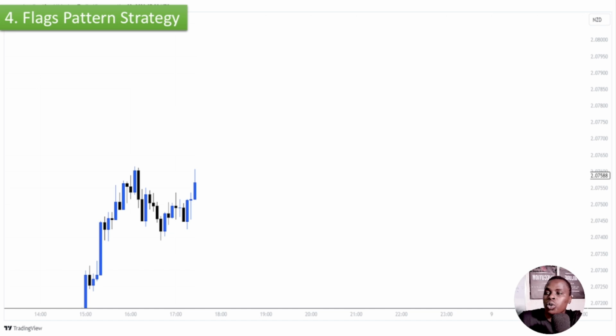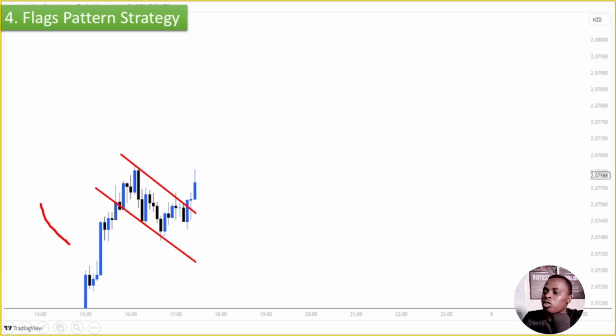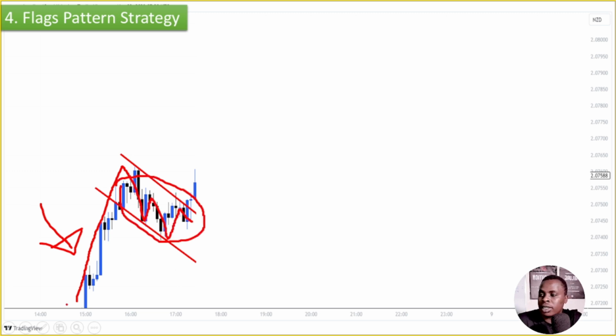So let me show you the flag pattern, how it works. Right now you can see on this chart that the market was moving to the upside again, and if we draw our flag here, we have a strong move right here. See this strong move, and then we start seeing some momentum. Now sellers are starting to get into the market, and also there are people who are starting to take profits here. When you are in a buy trade and you take your profit, you are taking a sell trade, and it makes the market reverse.